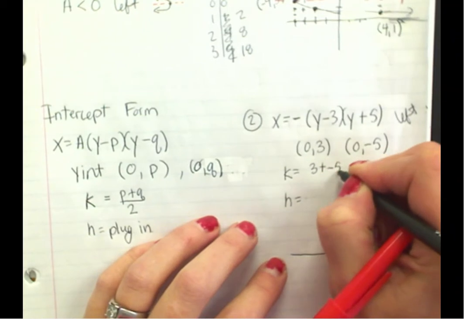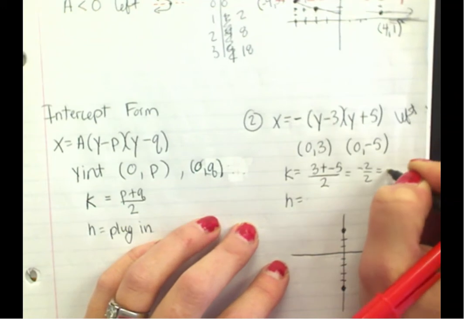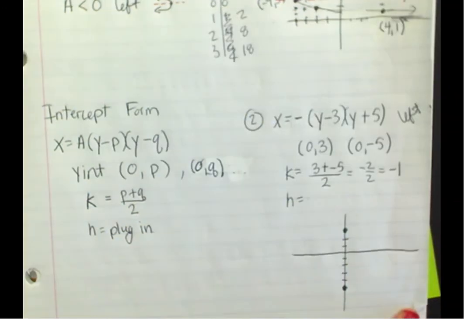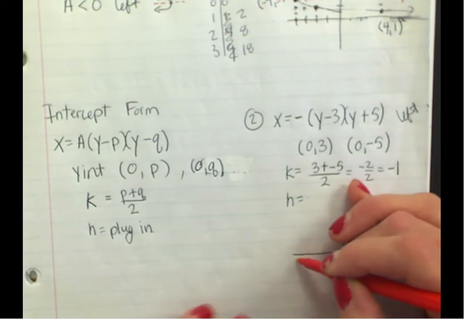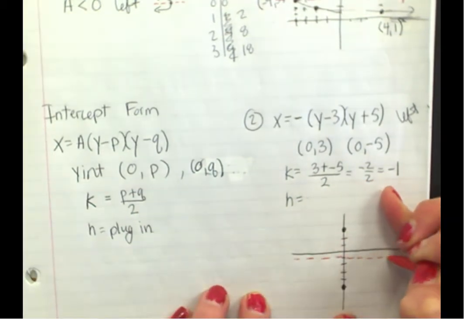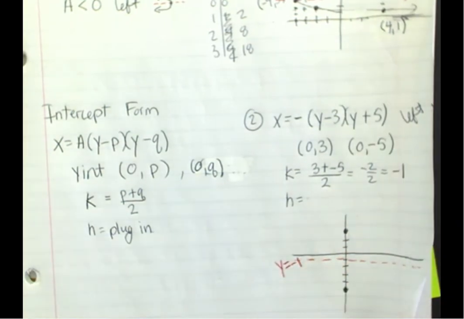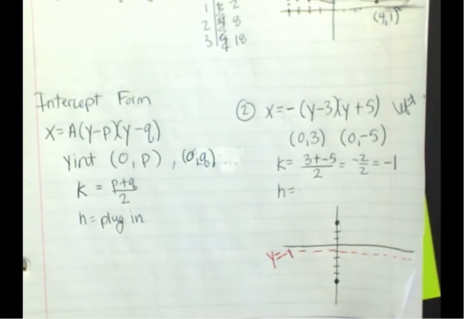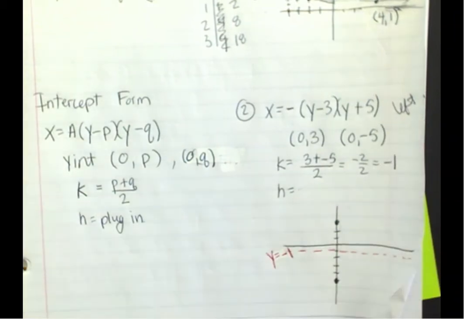3 plus negative 5. Now, I'll be honest, formulas are not really my favorite. I would probably look at the graph and be like, how do I get the middle of the 2 dots that I put on here? 1, 2, 3, 4. 1, 2, 3, 4. Okay, y equals negative 1. I know that's my symmetry. Okay, how do you find h? Plug it in.